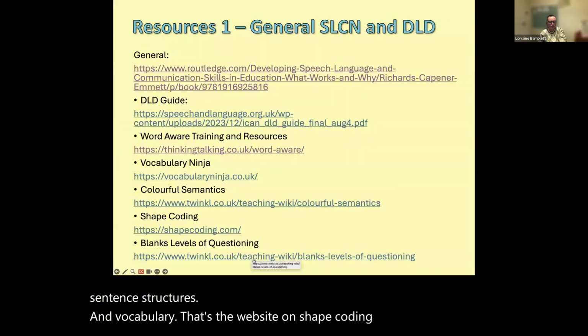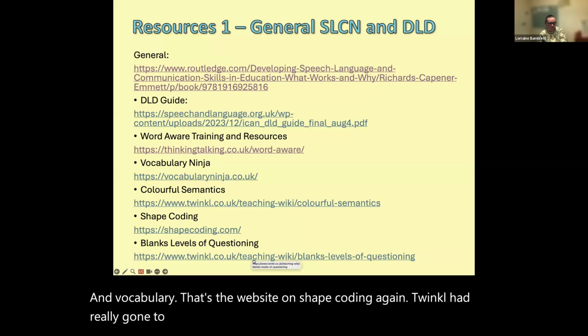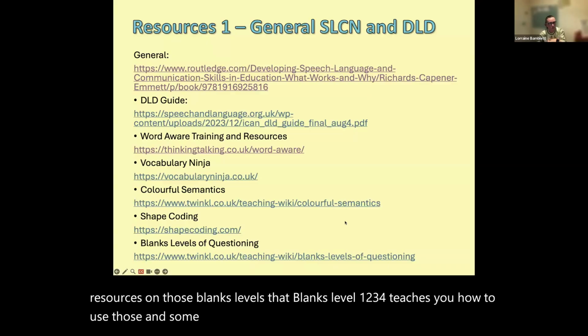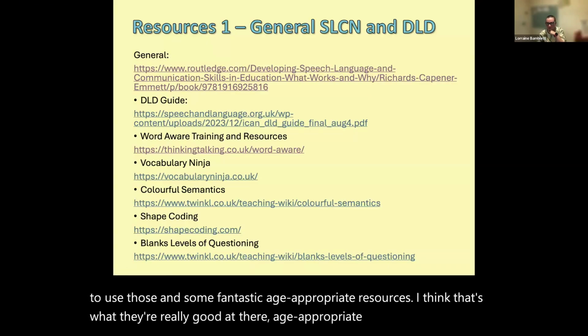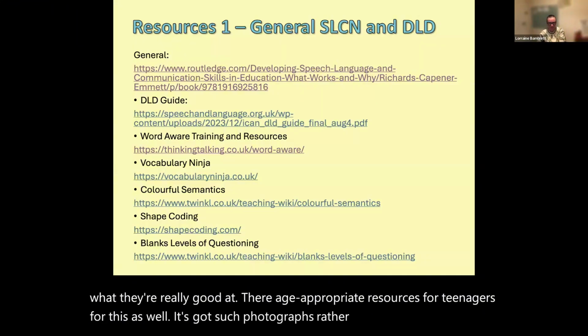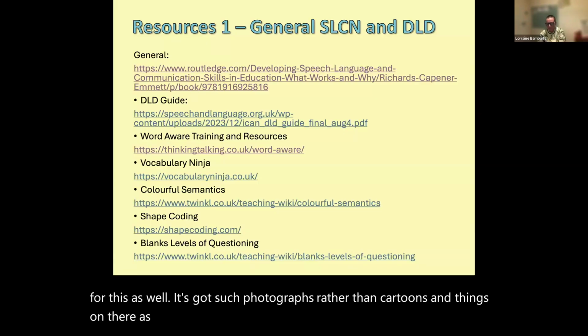That's the website on shape coding. Again, Twinkle have really gone to town on the blanks stuff. They've got some fantastic resources on those blanks levels, at blanks level 1, 2, 3, 4. Teaches you how to use those, and some fantastic age appropriate resources. I think that's what they're really good at there. Age appropriate resources for teenagers for this as well. It's got photographs rather than cartoons and things on there as well.